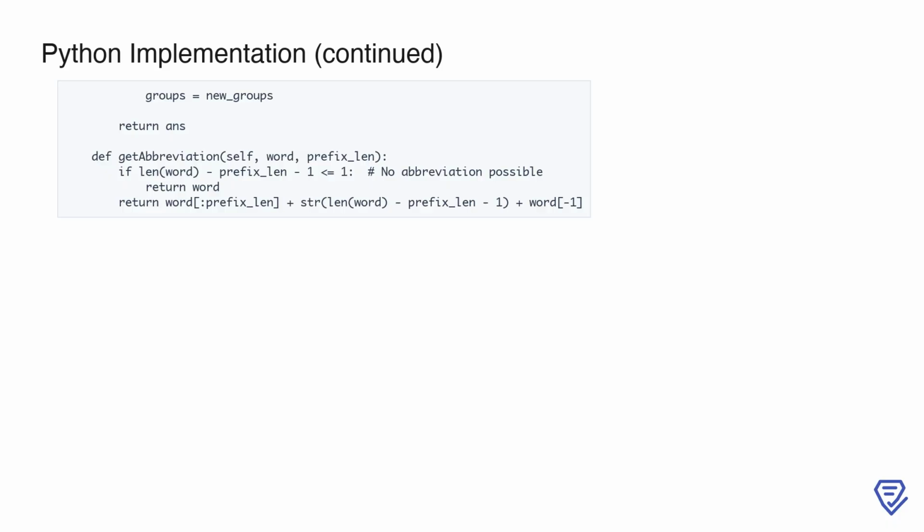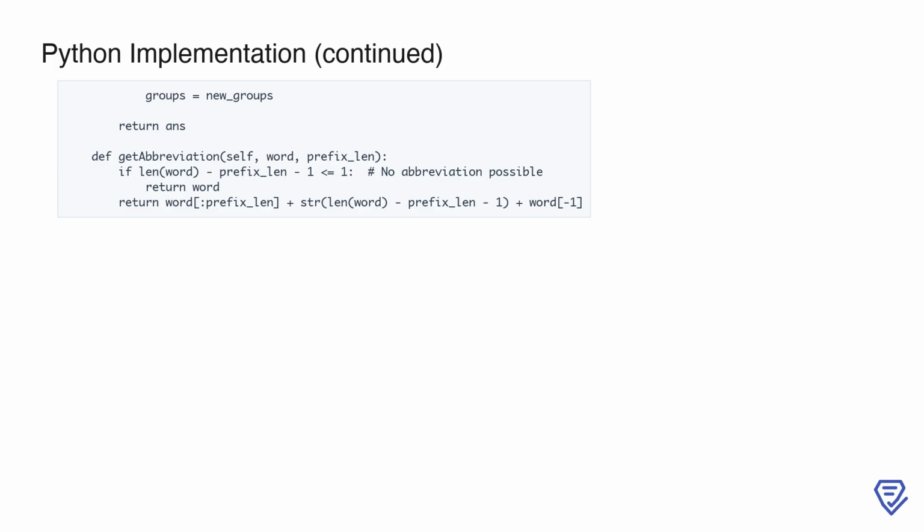To handle the actual abbreviation logic, we have the getAbbreviation helper method. This method takes a word and the desired prefix length as inputs. It checks if the remaining length of the word, after accounting for the prefix and suffix, is small enough that abbreviation is not possible. If so, it simply returns the word itself.